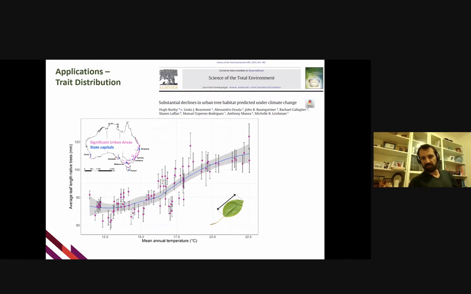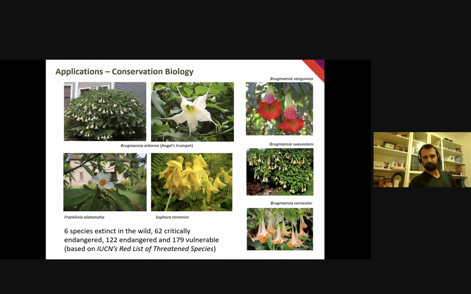Another application that we believe is important actually relates to conservation biology overall. Out of 4,700 species, we found that 6 species are technically extinct in the wild for IUCN. So these are species that we somehow managed to conserve and preserve within the horticultural industry, and we can still find these plants commonly planted in many cities worldwide, but they are technically extinct in nature.